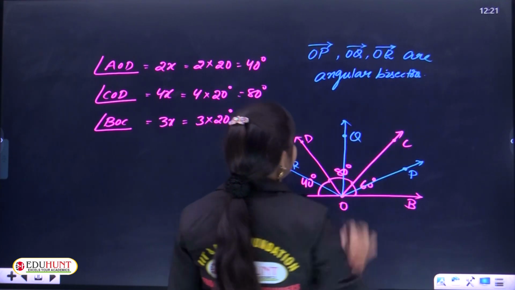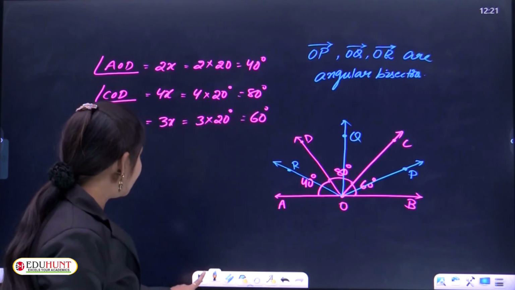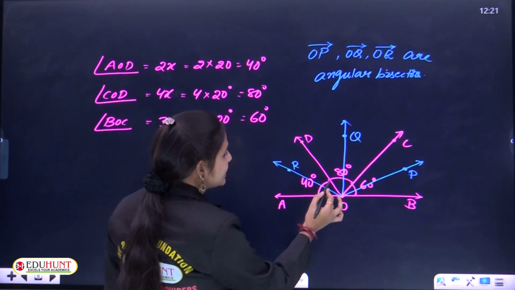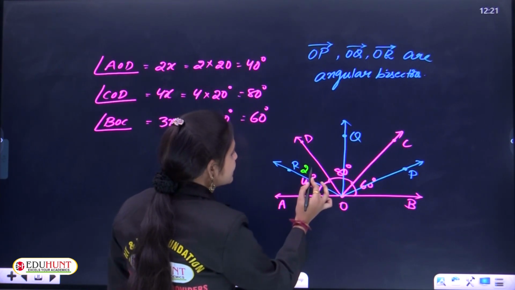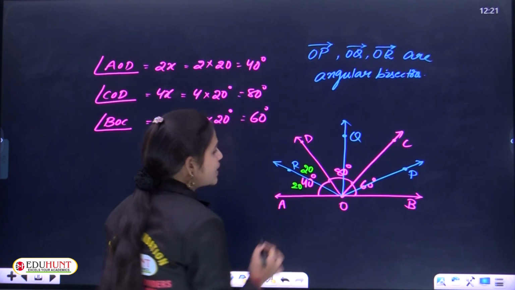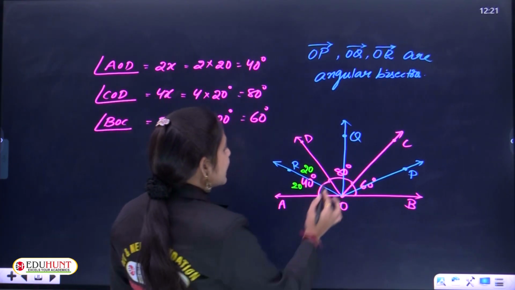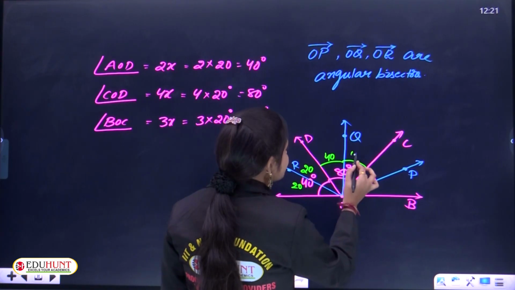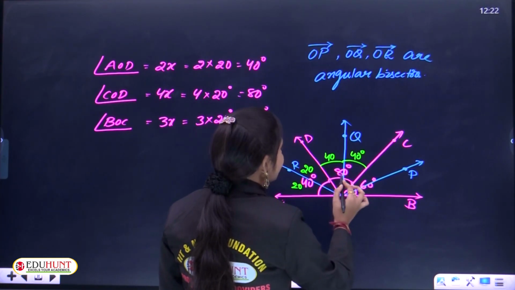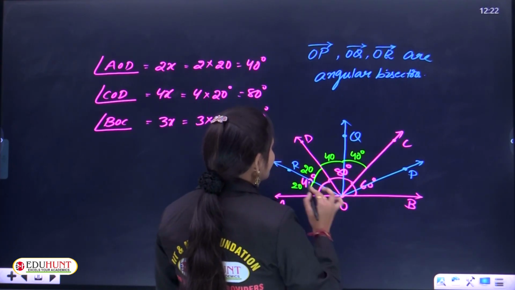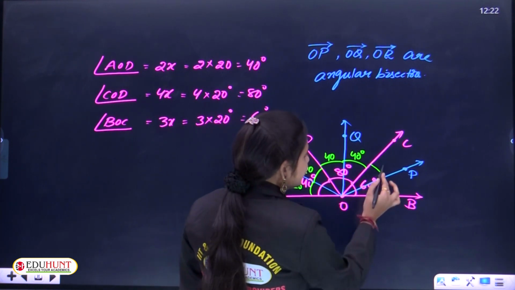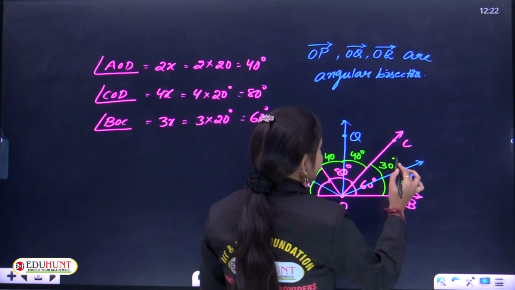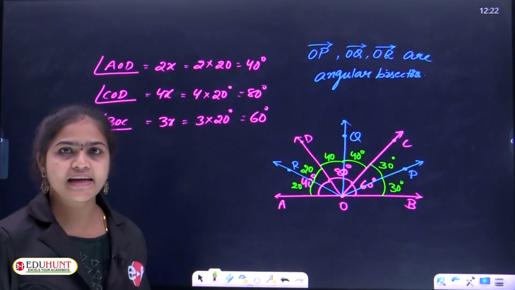Clear? Those are angular bisectors, which means that angle is divided into two equal parts. Here, the total angle of 40 degrees means this is 20 and this is 20. Next, 80 degrees means this is a 40 degree angle and this is a 40 degree angle, so the total angle is 80. 20, 20. And here 60 degrees, so 30 degrees, 30 degrees. Now we have all the angles, am I right?